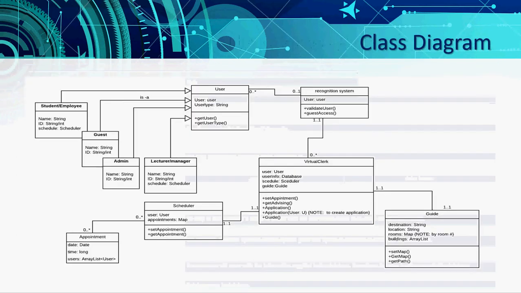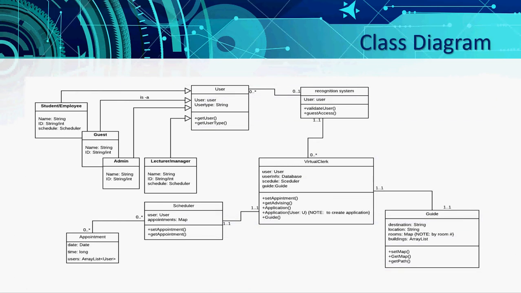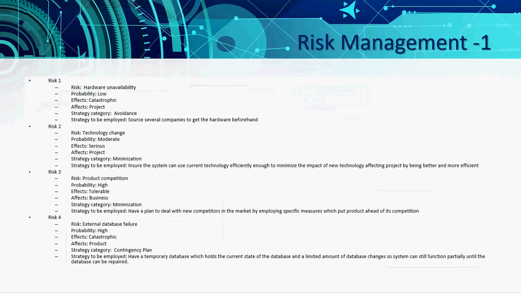Here we have the class diagram, which shows the various parts of the system and how they interact with each other, such as the users, where they interact with the recognition system, the virtual clerk, the guide, the scheduler, and the appointment systems.